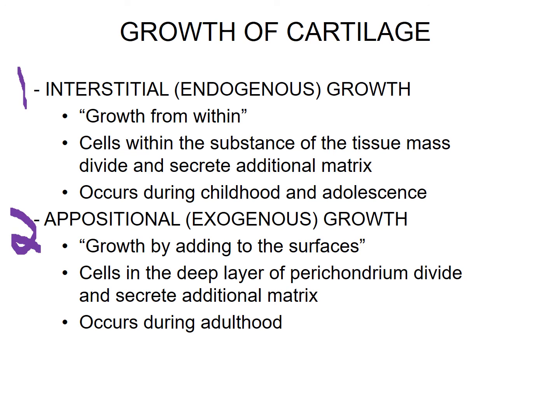So as you can see, the other name for these, interstitial is endogenous growth, which endo means inside or within, right? So as you can see, it says the cells within the substance of the tissue divide and secrete additional matrix. So what cells are we talking about here? Well, we're talking about those chondrocytes. Those chondrocytes actually secrete matrix. They are live cells. So the chondrocytes secrete matrix, and then they start spreading out from each other. So literally, how this growth occurs is from the inside out.